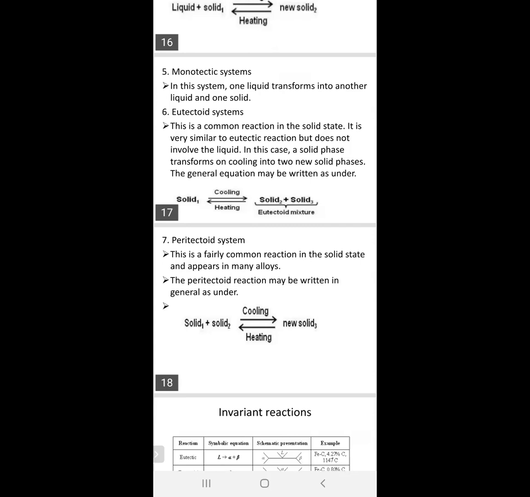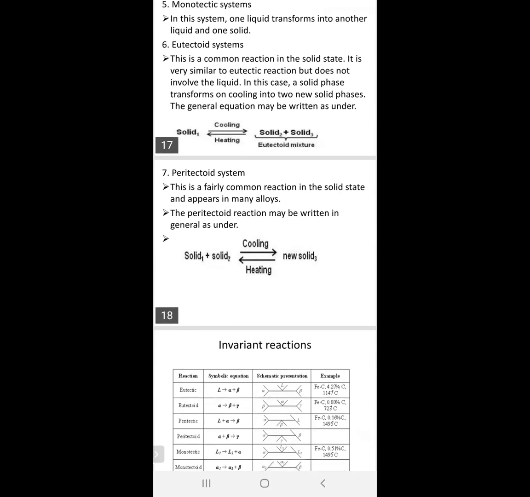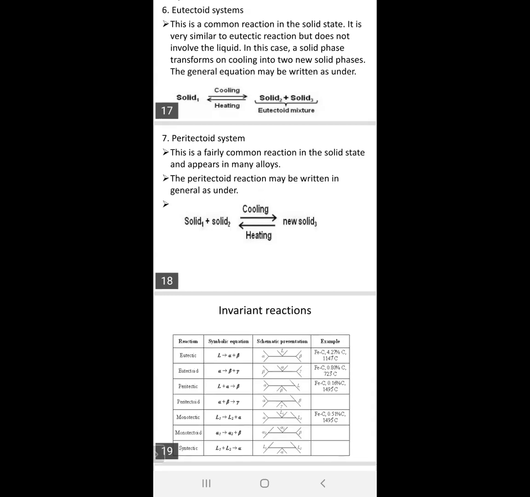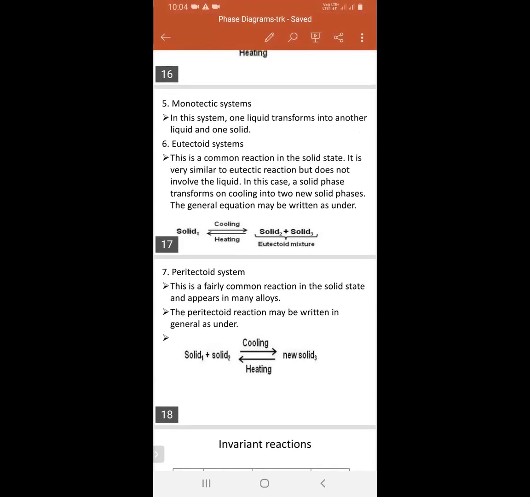This is the eutectoid mixture. Next one is the peritectoid. Peritectoid is a fairly common reaction in the solid state and appears in many alloys. The peritectoid reaction may be written in general as solid 1 plus solid 2 gives, on cooling, the new solid 3. When you cool these two solid phases, it gives the new solid 3. These are the phase diagram systems.